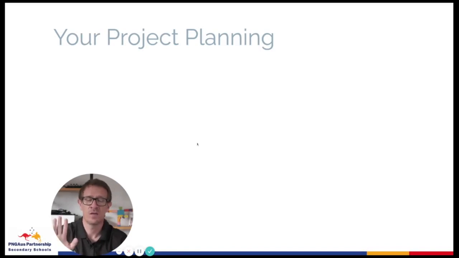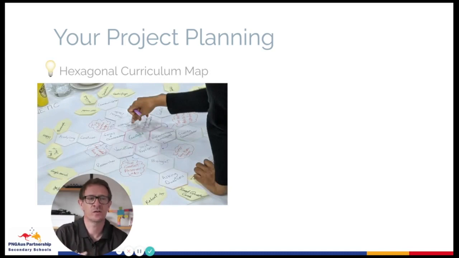project planning. The first thing that you're going to do is work on creating a hexagonal curriculum map. As we mentioned before, this is an opportunity to take hexagons and capture parts of our planning. Maybe it's a curriculum outcome. Maybe it's a skill that you need to work on. Maybe it's an activity. Maybe something of a disposition or a mindset you need to take. And you're going to map those different ideas together.